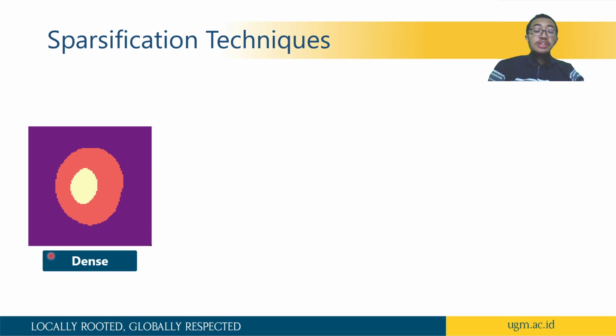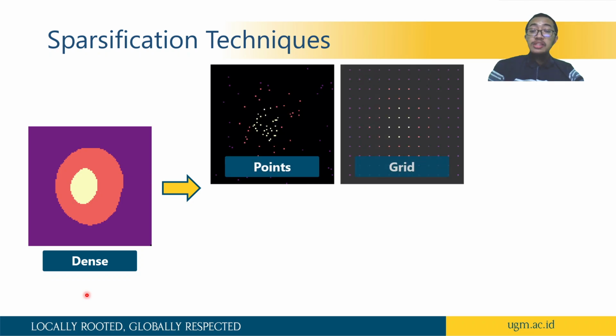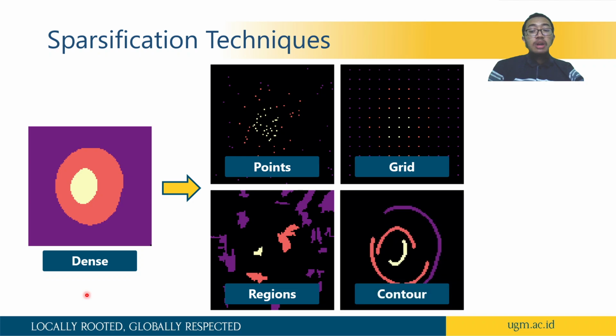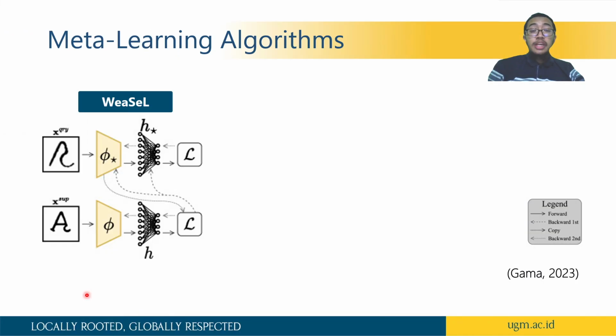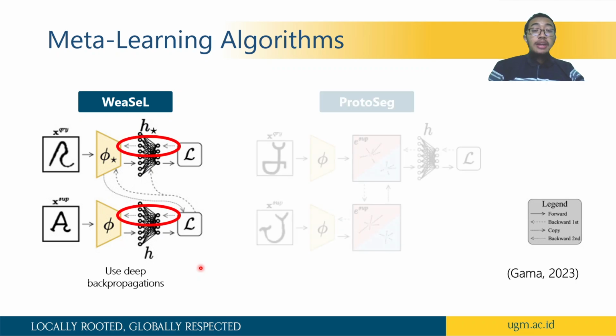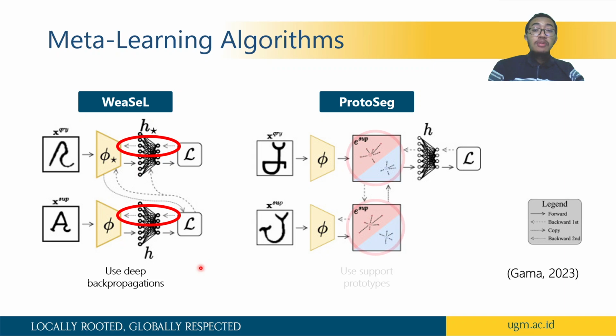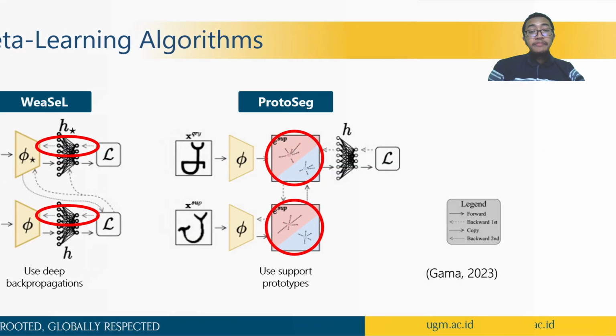The sparsification techniques involve converting dense label like this into various types of labels. There are points, grid, regions, contour, and skeleton. So there are various sparse labels. And regarding the meta-learning, we use WeaSeL, which involves two backpropagation, and also ProtoSeg, which involves support prototypes.